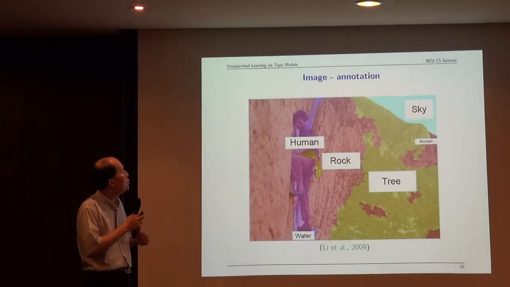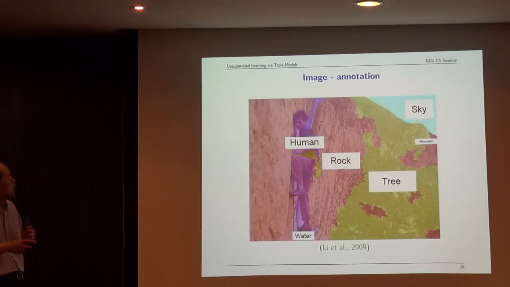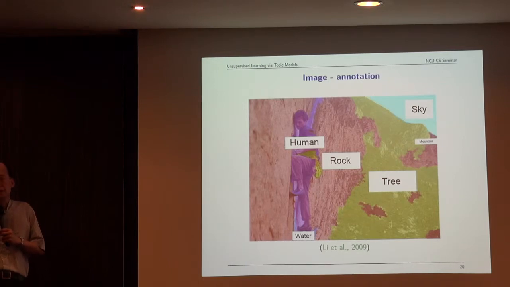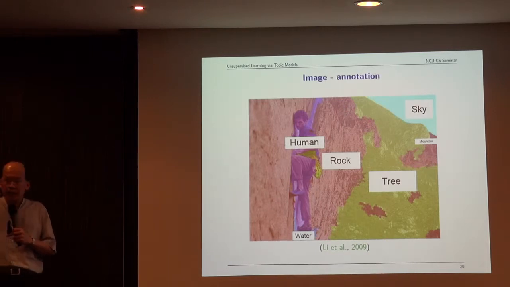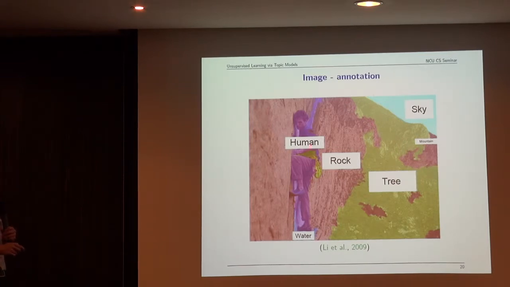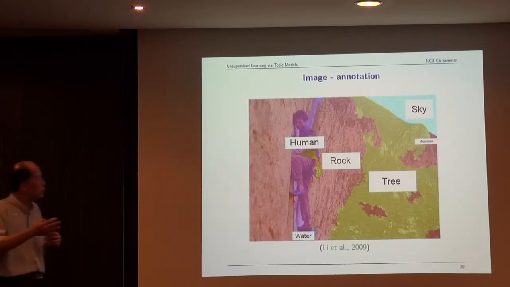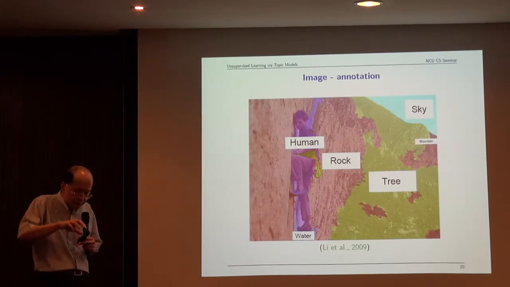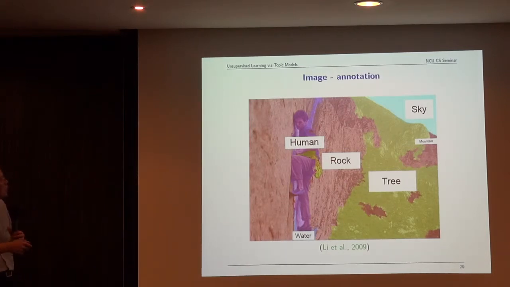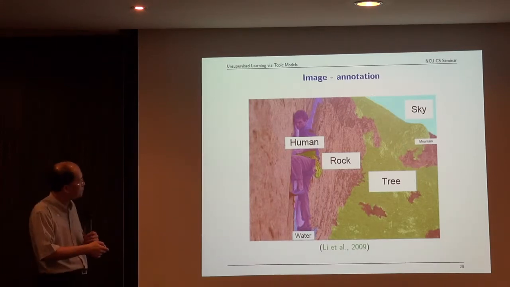Even in image, we can do annotation. We observe some photos, images. We don't know ground truth. We want to find some latent information inside the image. The latent information may represent people there, some rock, some tree, some sky. Right? But we don't have ground truth. We just want to find some clustering, given your data. Right? Topic model can represent this kind of image data.